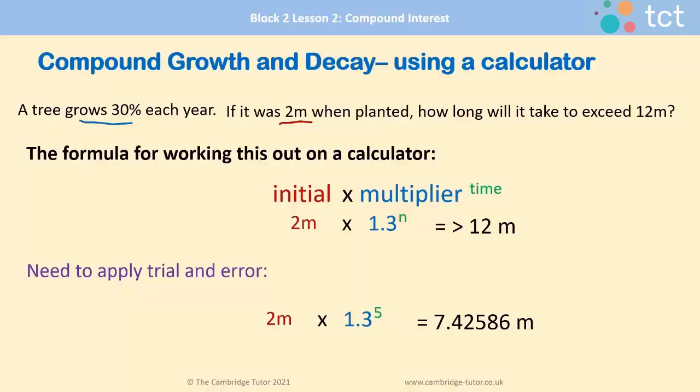So I'm going to go for 6. When I put 2 times 1.3 to the power of 6 into my calculator, I get 9.653618, which is still not bigger than 12 metres. It's got to exceed 12 metres. So I'm going to try the power of 7. And this time I get 12.5497034, which is just over 12 metres. So I can say here that the tree was planted for 7 years.